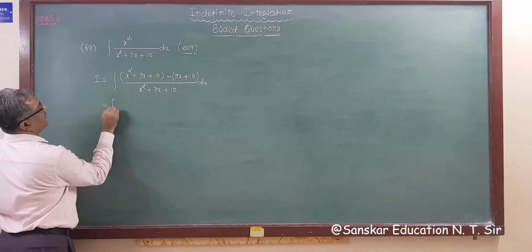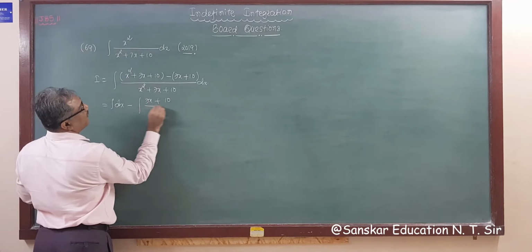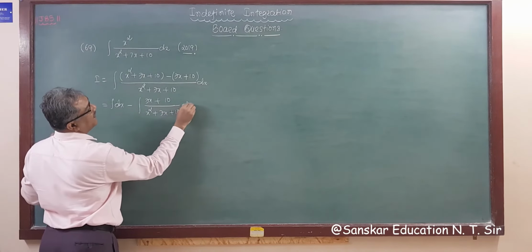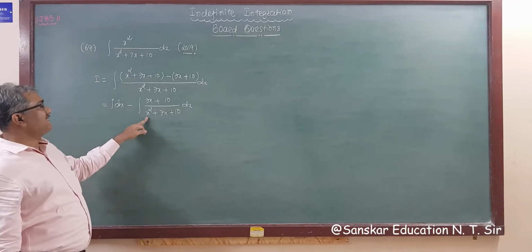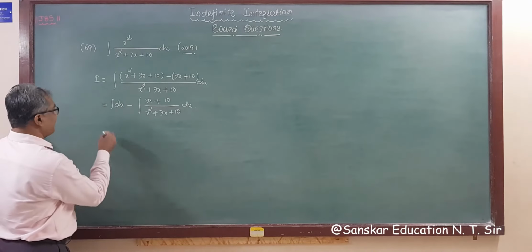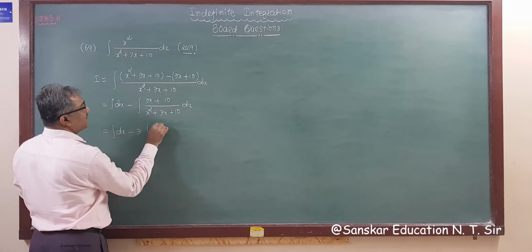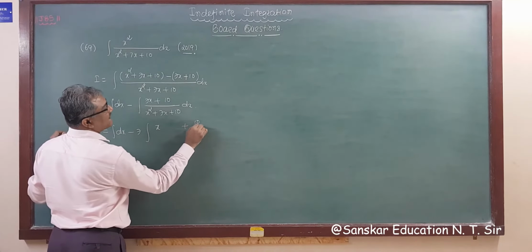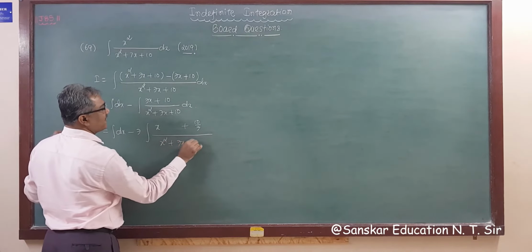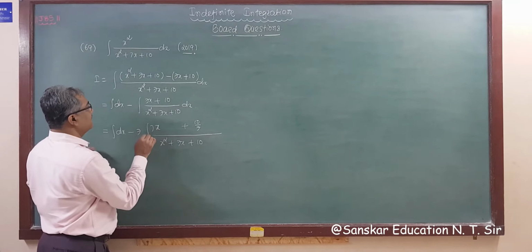Bifurcating this, what we get? Integration dx minus integration of 7x plus 10 whole upon x square plus 7x plus 10 dx. Now the derivative of the denominator is twice x, but here we have 7x. So taking 7 common, we get integration dx minus 7 times integration of x plus 10 by 7 whole upon x square plus 7x plus 10, right?